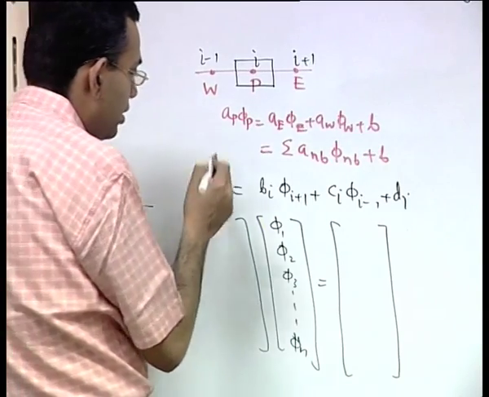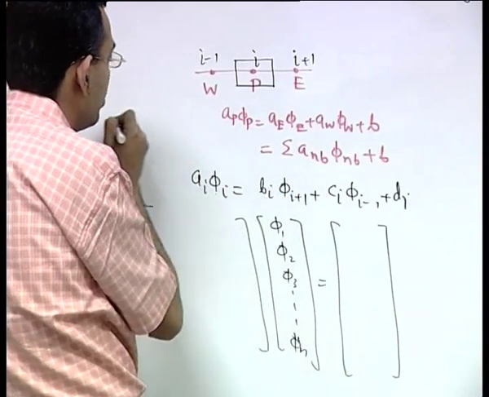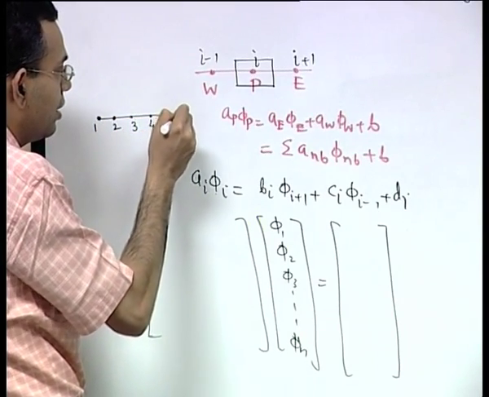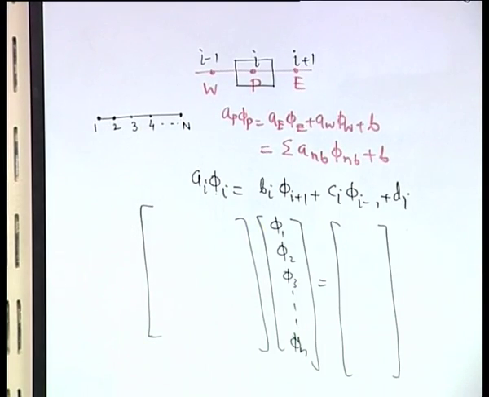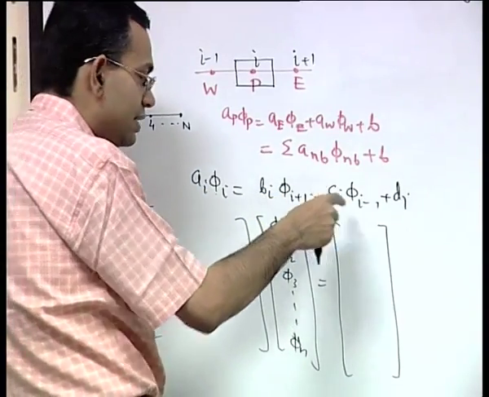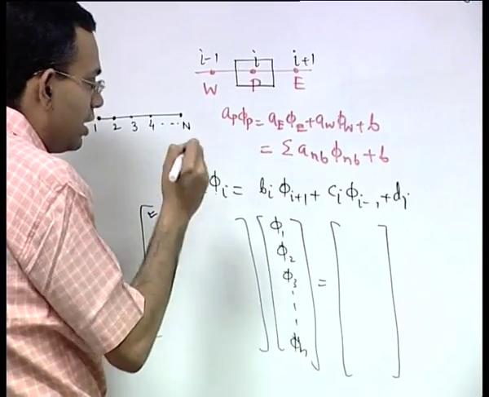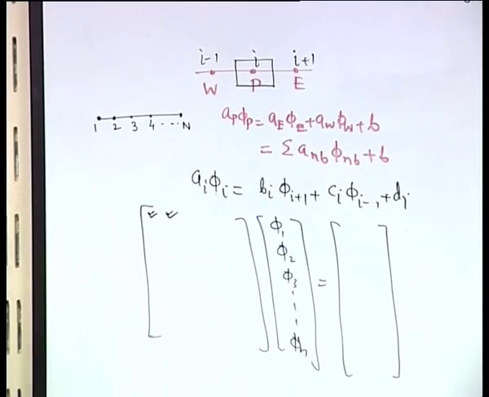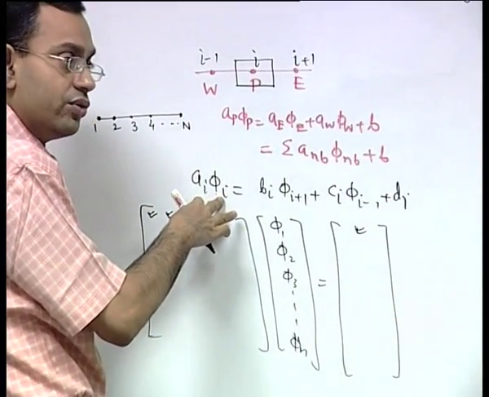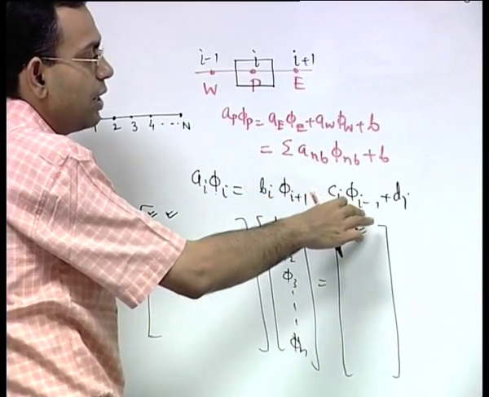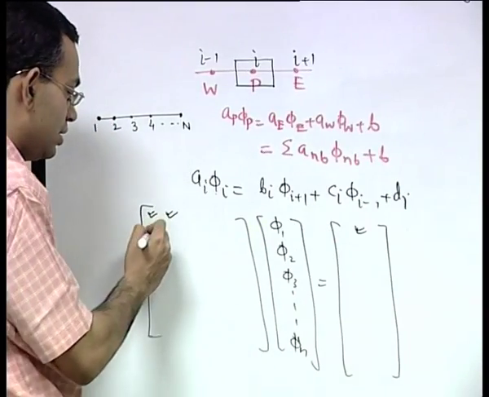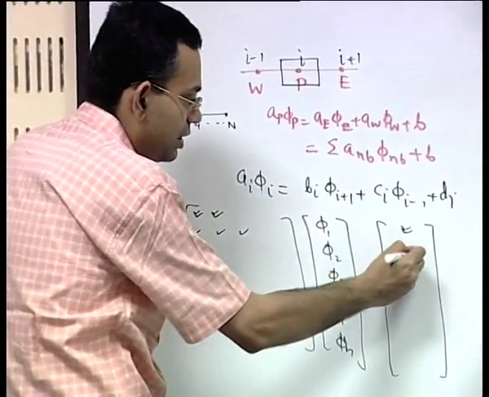something into phi 1 is equal to something into phi 2, there is no phi 0. Let us say your grid point starts with 1, then 2, then 3, then 4, in this way up to n. So this is your domain. Phi 1 has phi 2, there is nothing called phi 0. So phi 1 and phi 2 are the 2 non-zero coefficients for the first equation, and there is something in the right hand side. For the second equation, something into phi 2 is equal to something into phi 3 plus something into phi 1 plus something. So the second equation involves non-zero coefficients as phi 1, phi 2 and phi 3, and something in the right hand side.